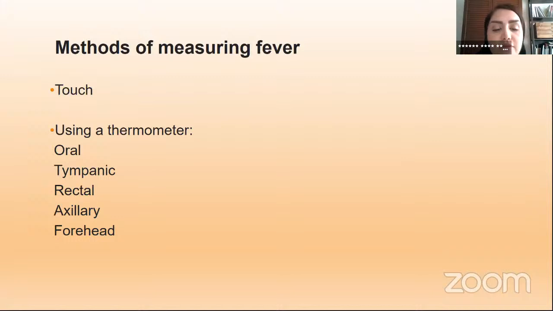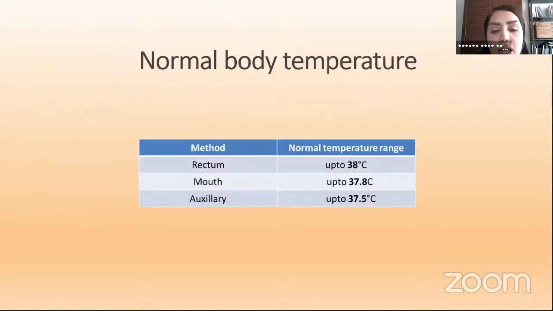We have some methods of measuring fever. Touch is not acceptable, and we can use a thermometer: oral, tympanic, rectal, axillary, or forehead. In this table, you can see normal body temperature. If you measure by rectal device, up to 38 Celsius is normal. In the mouth, up to 37.8 Celsius is normal, and in the axilla, up to 37.5 Celsius is normal. You should know about it.